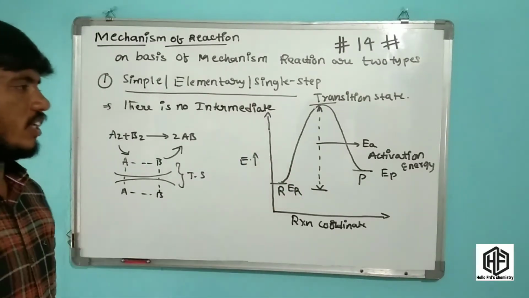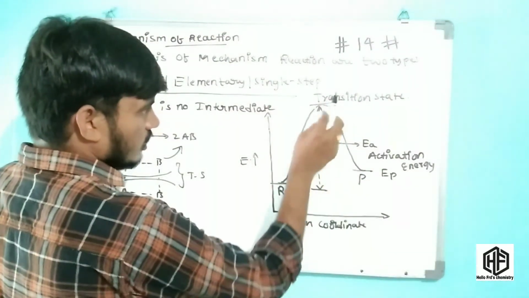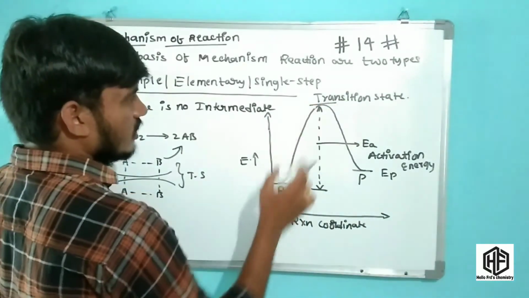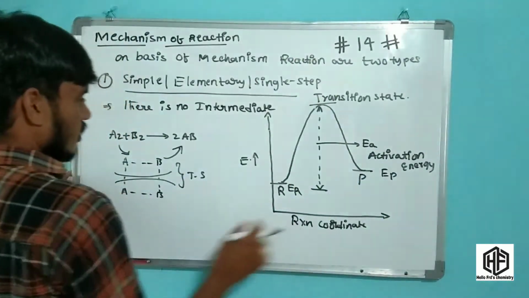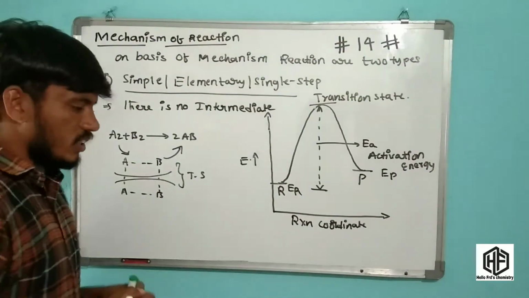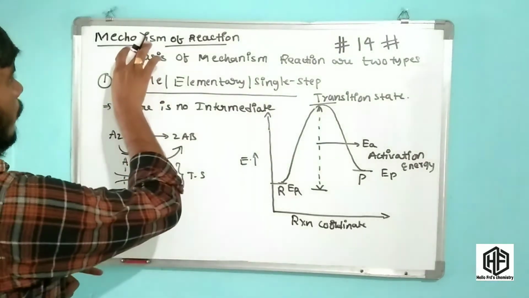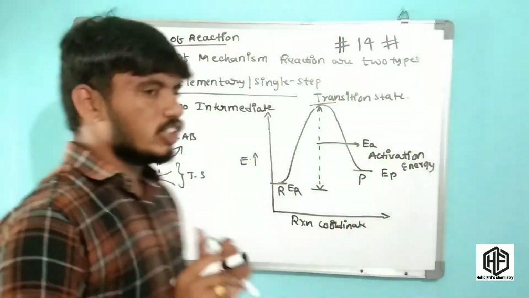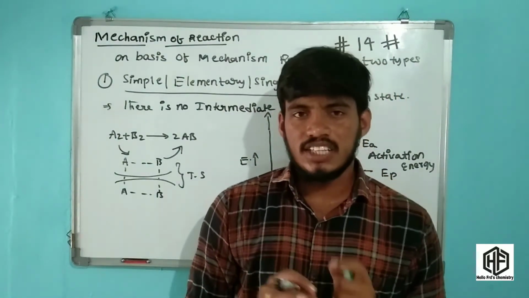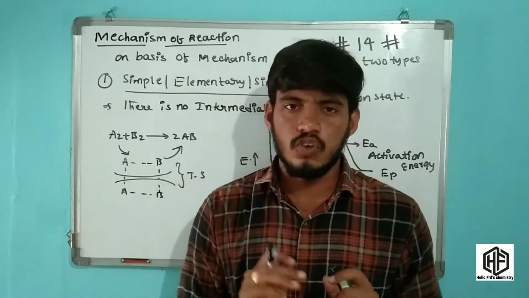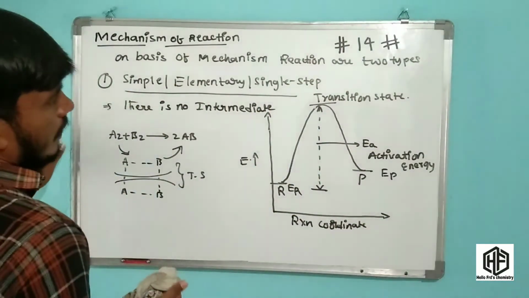Okay friends, this is the graph representation of the single or simple step reaction. Reactants, with some amount of energy, are converted to the product by crossing this transition state. There is no intermediate present. Now for this simple or elementary or single step reaction, no mechanism is present, because mechanism is a feature of multi-step reactions. Simple or elementary reactions have nothing about mechanism. Okay friends, this is clear. Now, what is the rate expression of the simple or elementary or single step reaction?